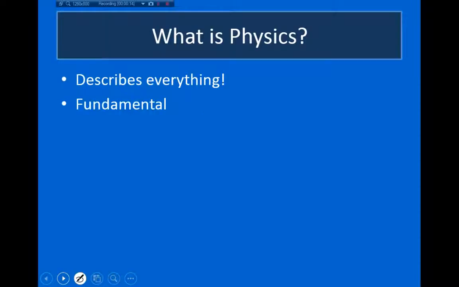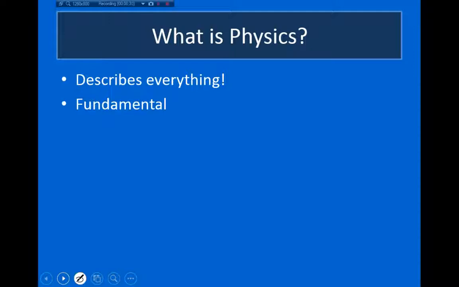In this lecture, I'm going to introduce the concept of units and talk about several different types of systems of units that are used. Now, before I start talking about units, I want to briefly just discuss what physics actually is. Basically, physics is an area of science which attempts to describe absolutely everything that we see. Physics is sometimes referred to as a fundamental science.